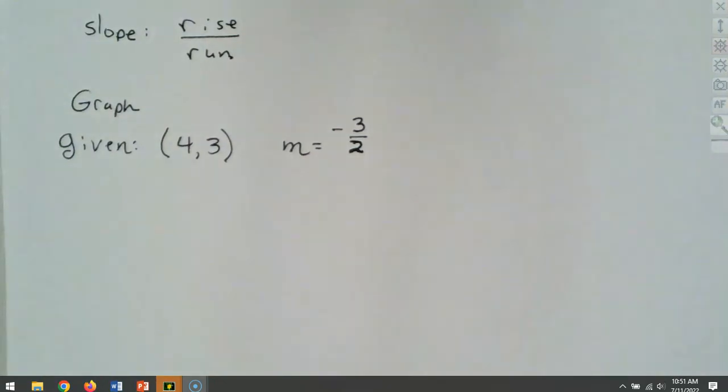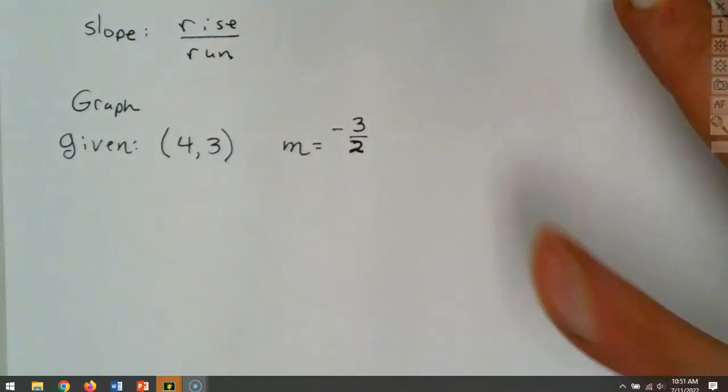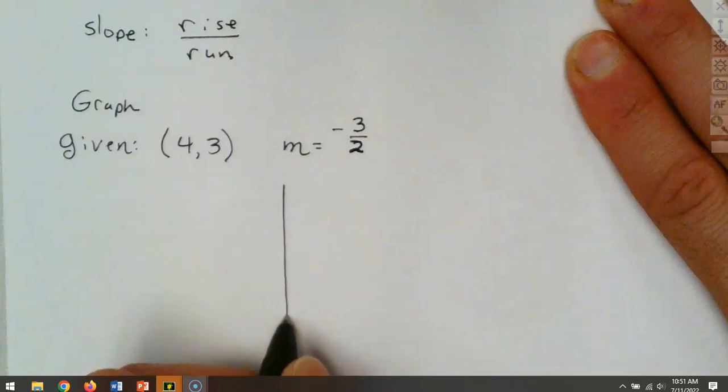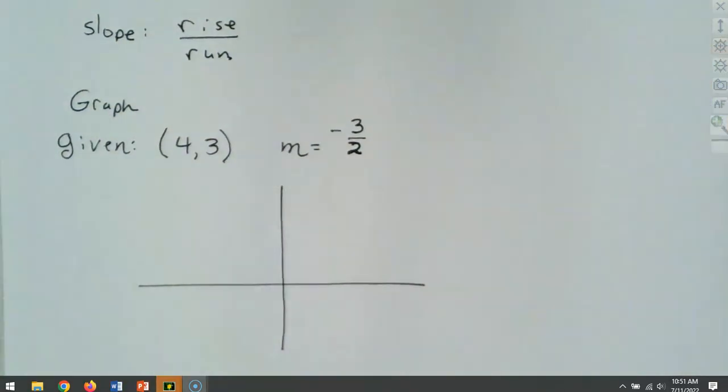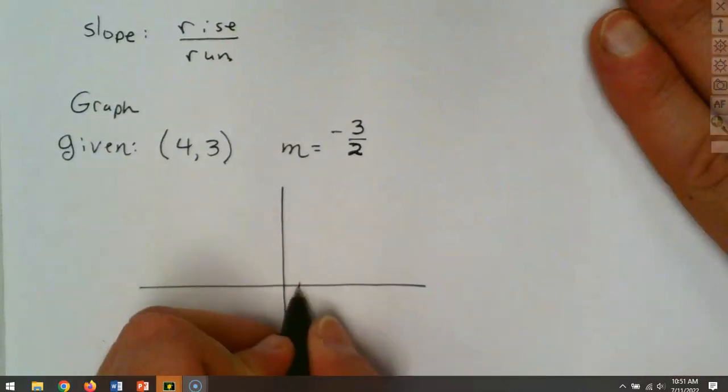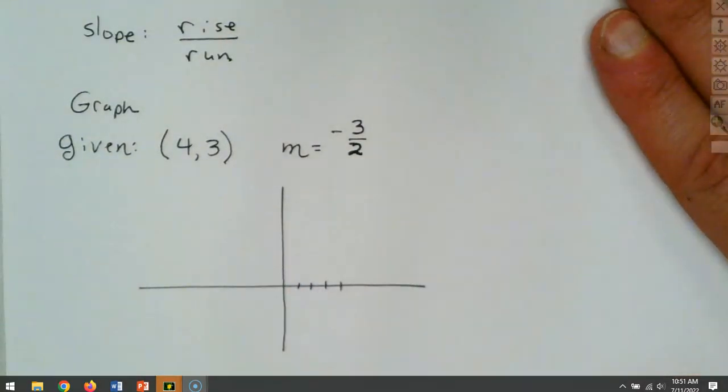How do we graph this line? Well, we need to come up with 2 points. The first point is already there, so let's begin by simply plotting our point. So we're going to plot our point, and that's going to be at 4, 3. So that's over 4 and up 3.